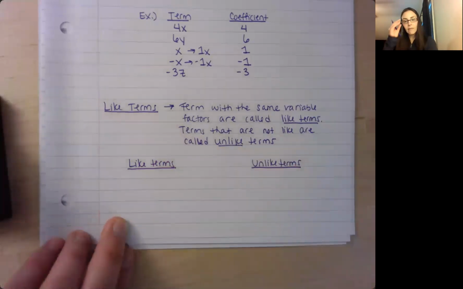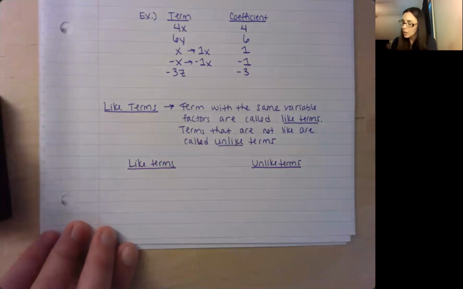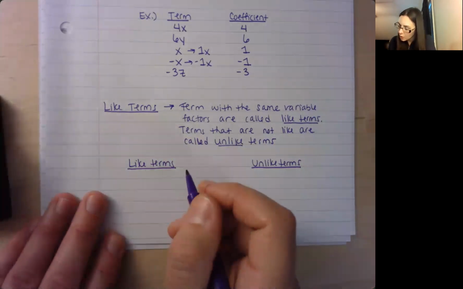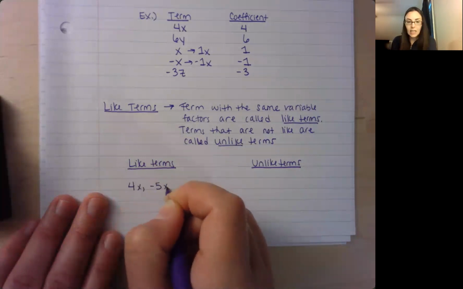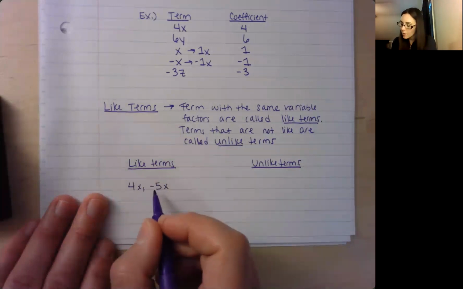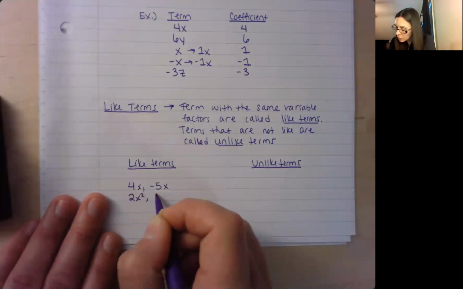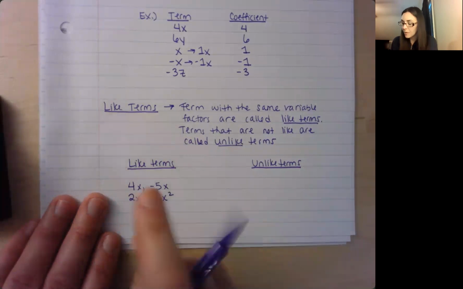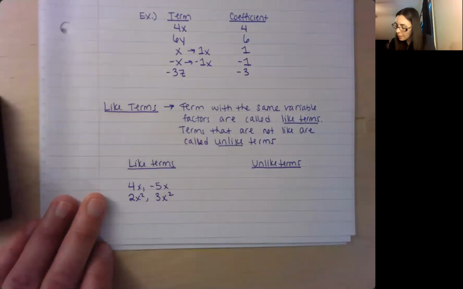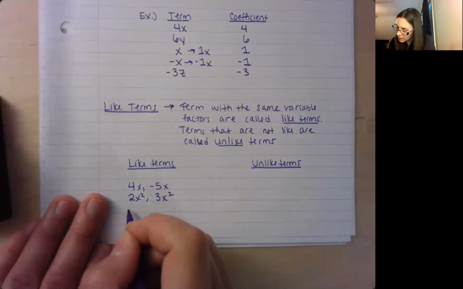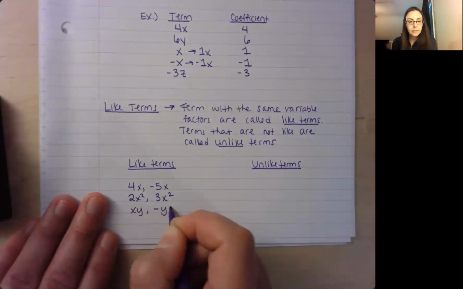So like terms have the exact same variable factors, so the exact same variable components. So things that would be like terms could be something like 4x and negative 5x, right? They have the same exact variable. Or 2x squared and 3x squared. Again, they have the same exact variable factors. They both have x squared. Or maybe I have something like xy and negative yx.